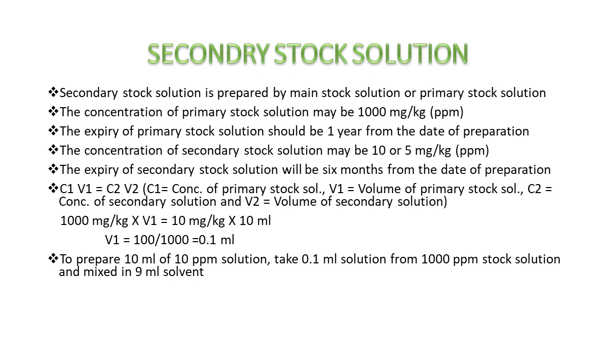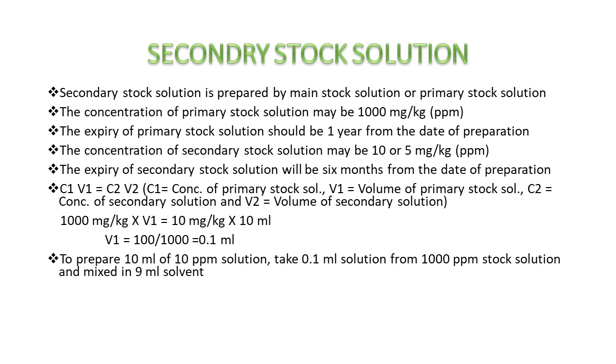This is the formula for the preparation of the secondary stock solution: C1V1 is equal to C2V2. C1 is the concentration of the primary stock solution, V1 is the volume of the primary stock solution, C2 is the concentration of the secondary stock solution, and V2 is the volume of the secondary stock solution.